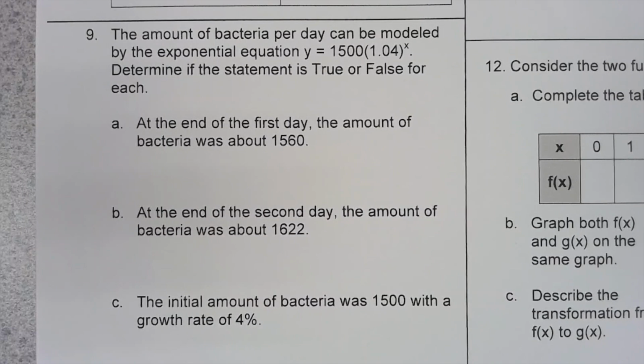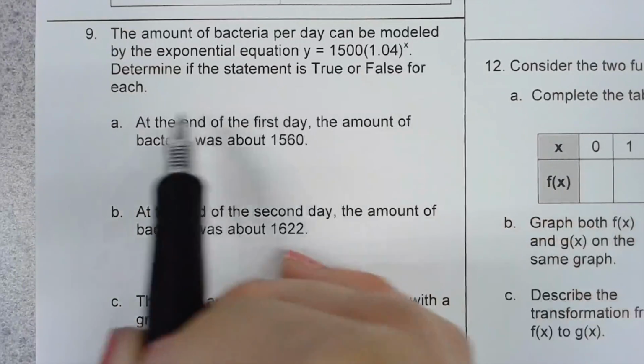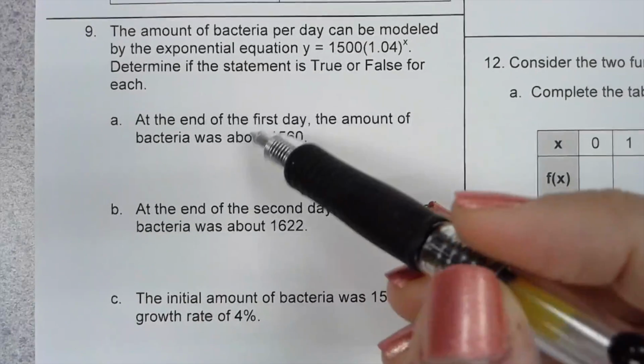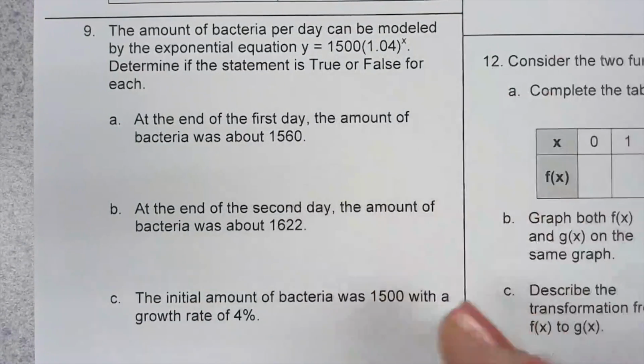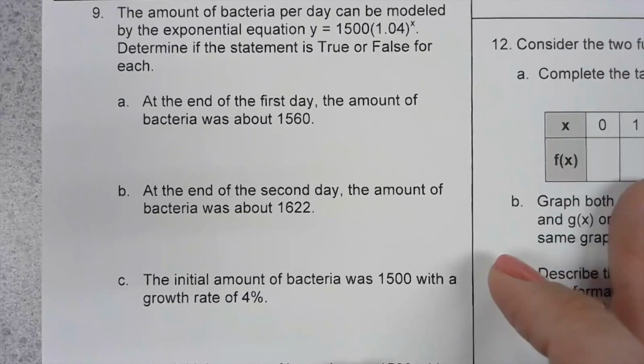Question number 9 is a true and false question. It says the amount of bacteria per day can be modeled by the exponential equation y equals 1500 times 1.04 to the x power. And so this is a series of true and false questions that were being asked about this. Remember though, you do need to show work, so you can't just decide if the question's true or false. You want to make sure that you show work that justifies your answer.